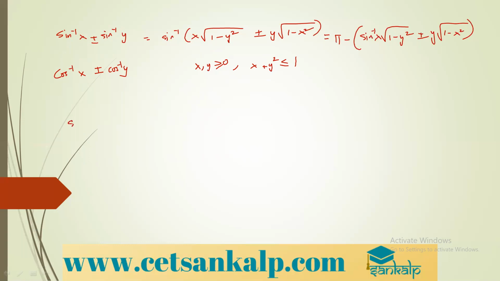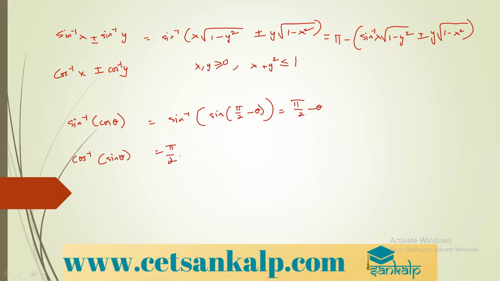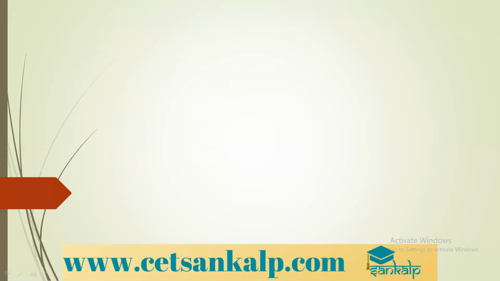The next is sine inverse of cos theta, which is sine inverse of sine of (pi by 2 minus theta), which will be equal to just pi by 2 minus theta. Similarly, cos inverse of sine theta can be written as pi by 2 minus theta. Like this, you have another set of formulas. So we can do some questions based on this.